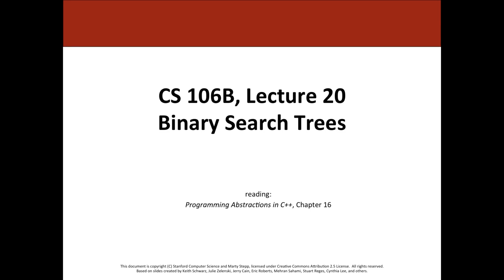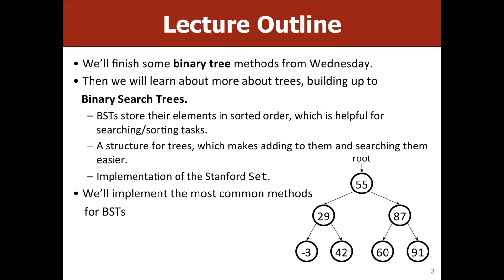Okay, so let's start talking about binary search trees. Today we're going to finish up our discussion of binary trees, which we started talking about on Wednesday. Then we're going to learn about a special kind of binary tree called a binary search tree, which has this nice ordering property that makes a lot of operations much faster. We'll code some of those common operations. As a spoiler alert, binary search trees are how the Stanford map and set are implemented. So if you were ever wondering why they are so fast, why they are sorted, this lecture is totally for you. We're basically going to implement a binary search tree between today and next Wednesday.